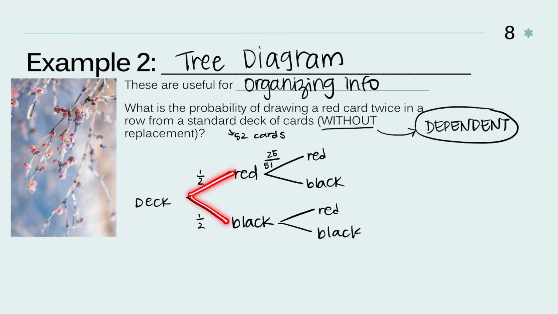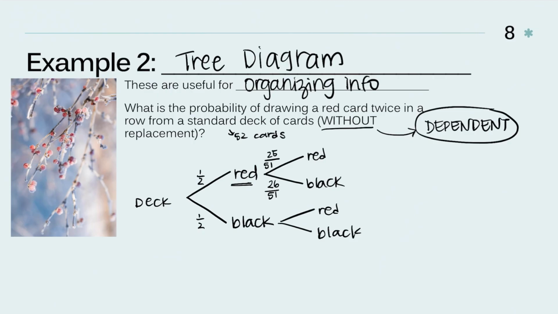Okay, so the first time we have a half chance for red or black. The second time, if I drew a red card, now I have 25 red cards and 51 total cards. If I drew a red card, the probability of getting a black card the second time would still be 26, because there are still 26 black cards, because I drew a red card. That's what that's saying. The first time I drew a red card, but there are still only 51 cards because I did not replace that card in the first place.